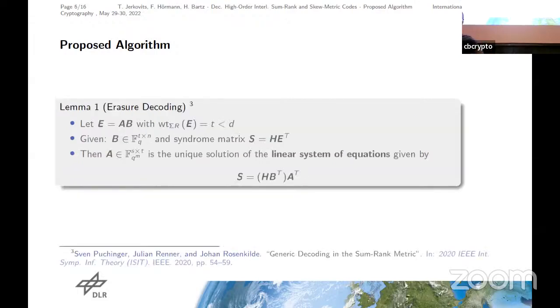Okay, and a lemma we need for describing the algorithm is the erasure decoding lemma. It says that if you have an error decomposed as two matrices A times B, as described before, and the sum-rank weight T is smaller than D, the minimum distance, then assuming we already know B, we can compute A from the syndrome matrix. The syndrome matrix is just the parity check matrix times the error transposed, and then we just have to solve the linear system of equations given on the slide below.